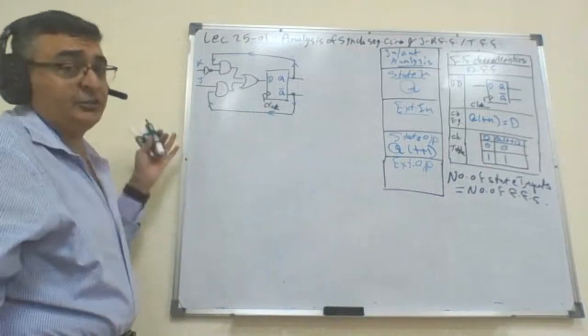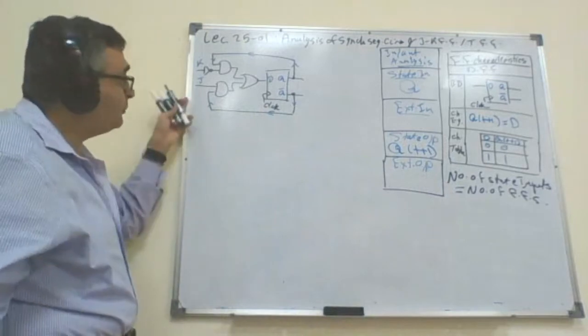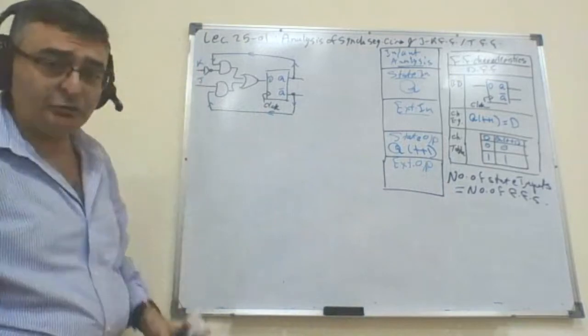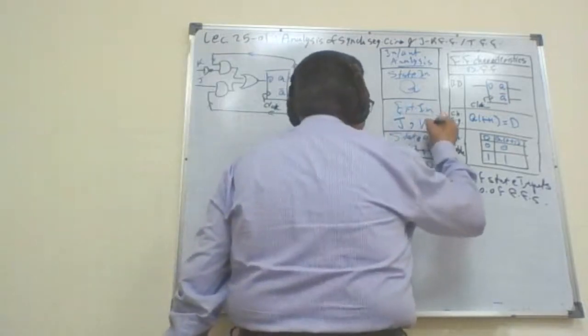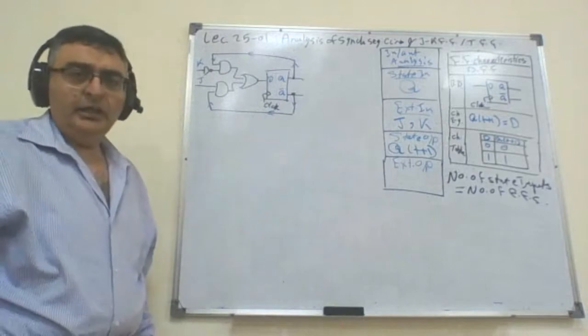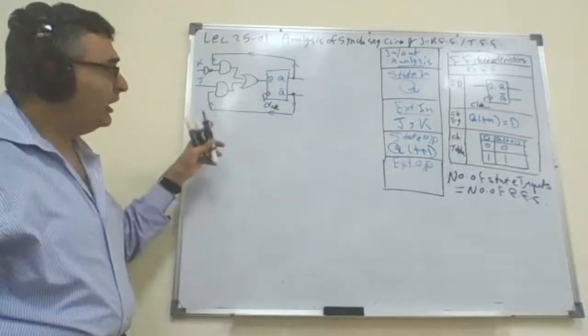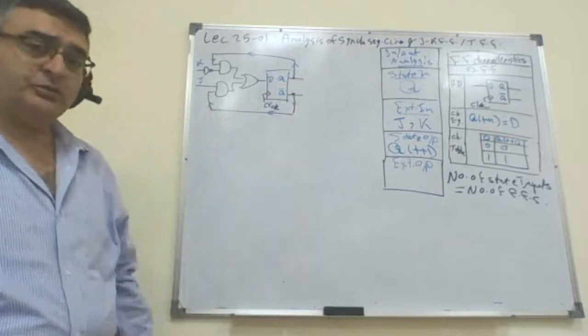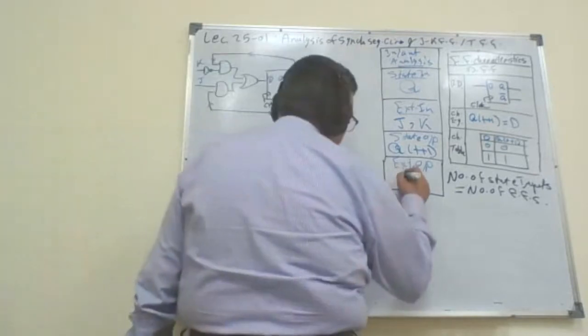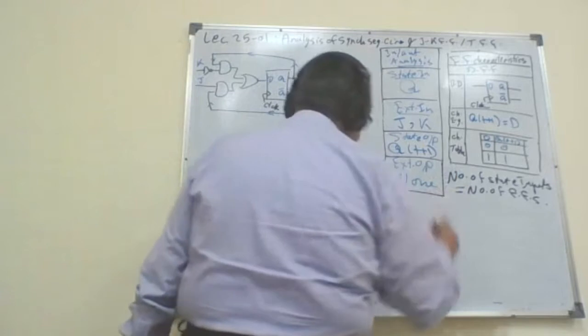Next, external inputs. Do I have external inputs? Yes, in this circuit, I have two external inputs. They are called J and K. In this circuit, I do not have any external outputs, so we will demonstrate external outputs in a following example.